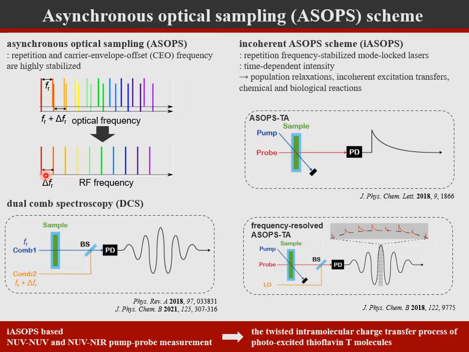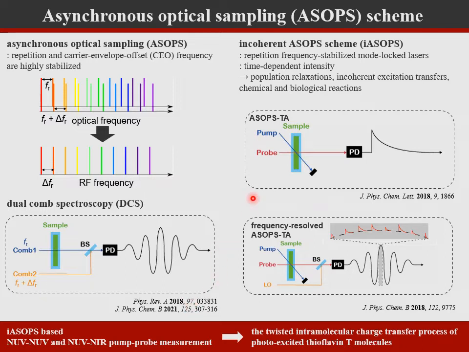For the measurement of a linear spectrum of the sample using the frequency comb, the repetition frequency and carrier envelope offset frequency have to be highly stabilized. In our team, we reported these spectroscopy studies in these journals. They explain the dual frequency comb spectroscopy in the spectral range of near IR and mid IR respectively.